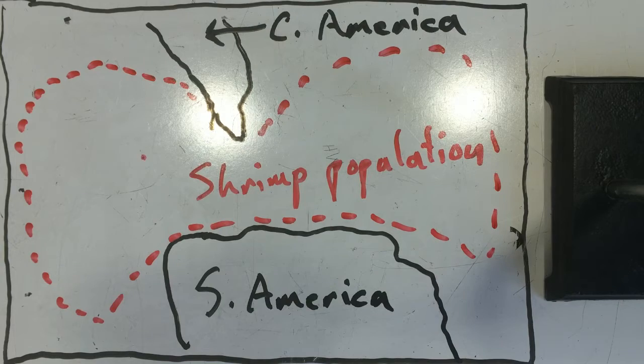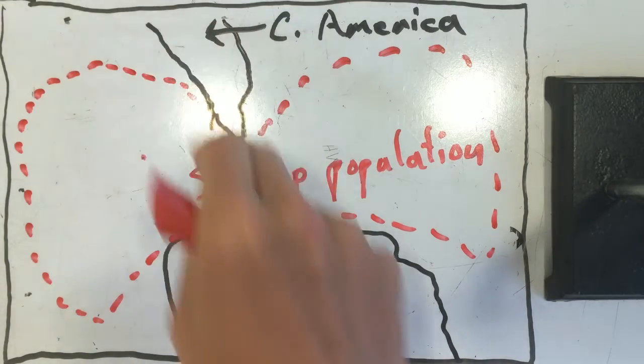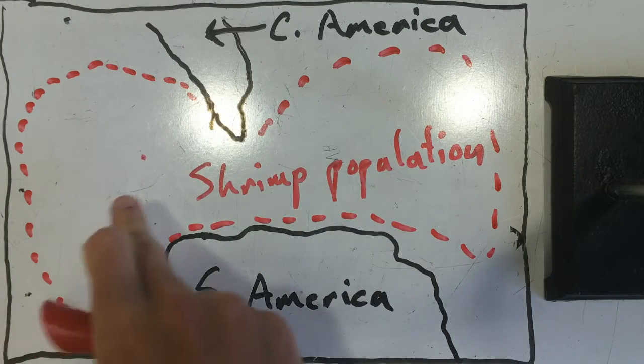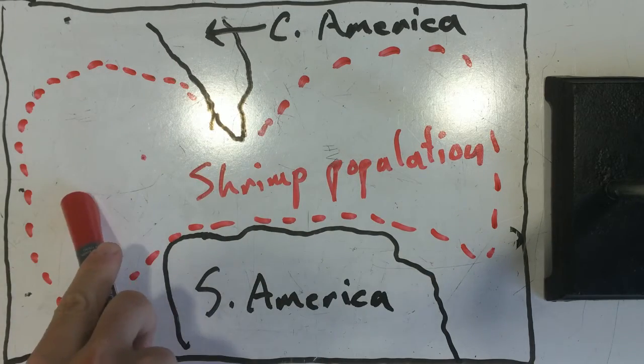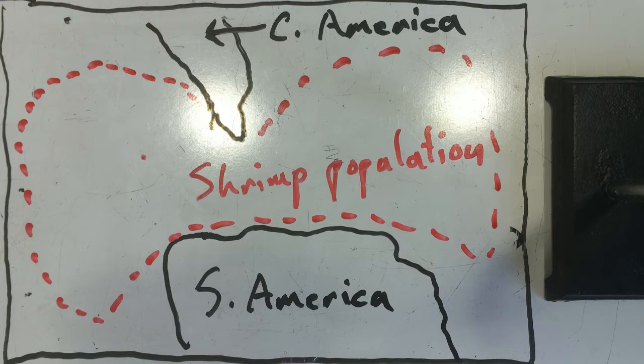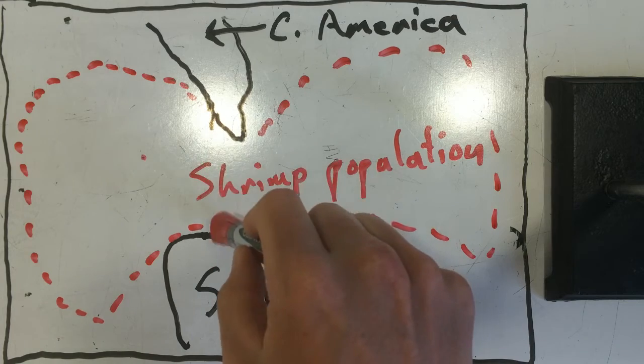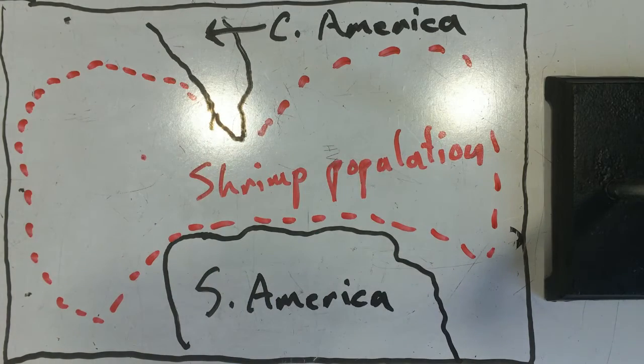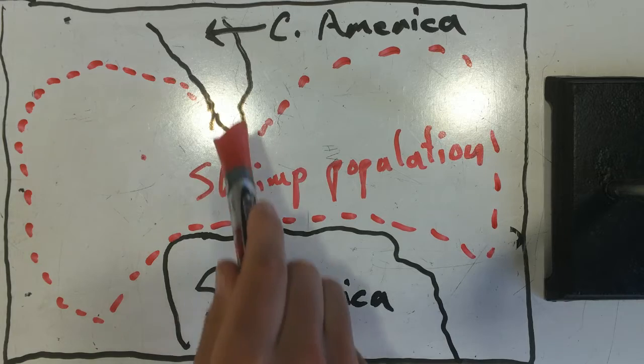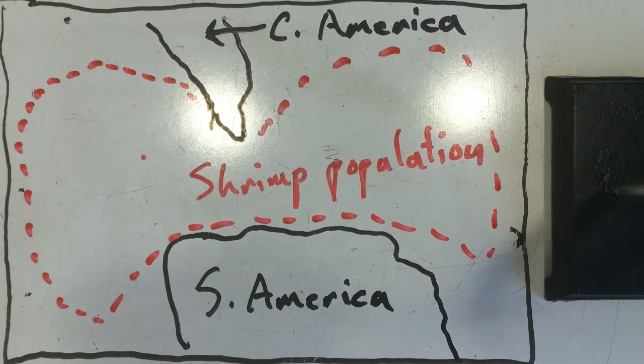So this is a poorly drawn map, but it does show these 2 continents, Central America, South America, with a gap of ocean in between. This being the Pacific, this being the Caribbean. You guys probably know that nowadays there is a narrow strip of land called an isthmus containing the countries of Panama and Costa Rica, which connects Central and South America.